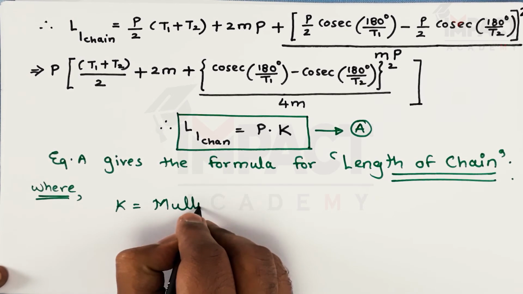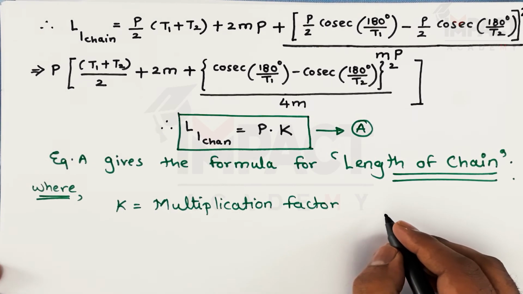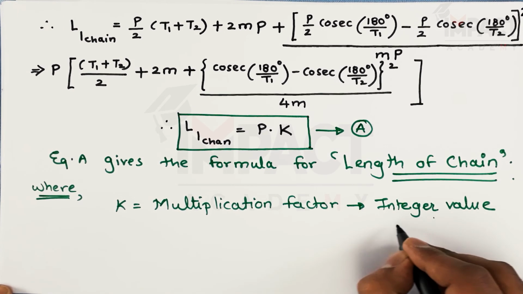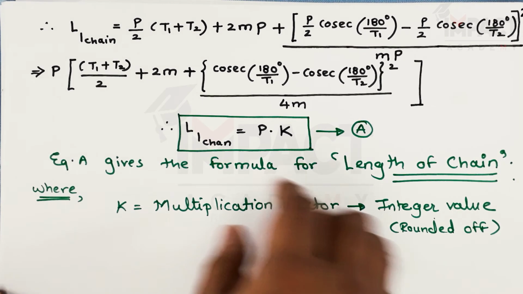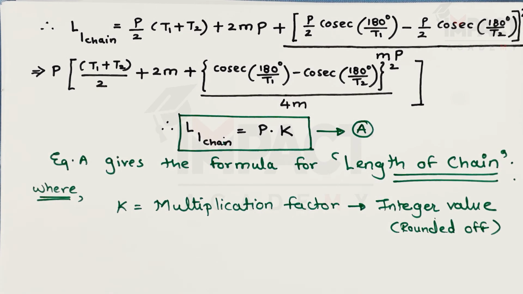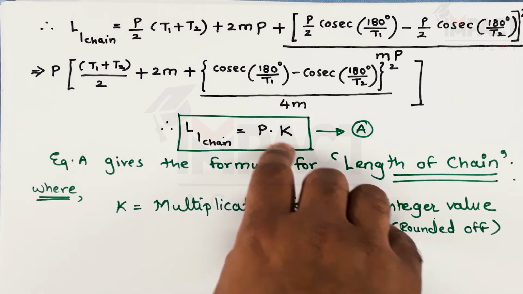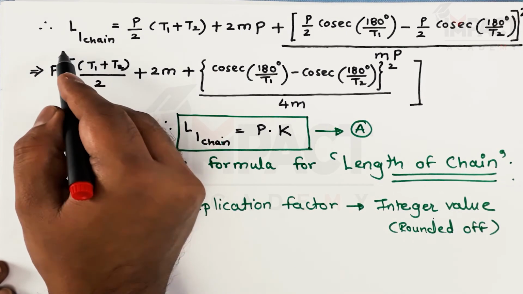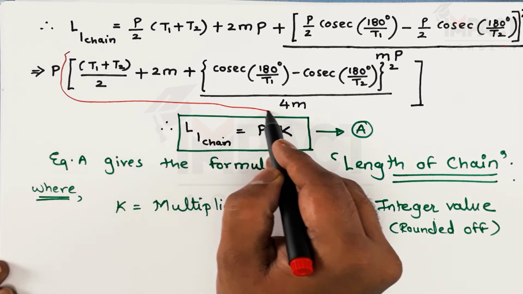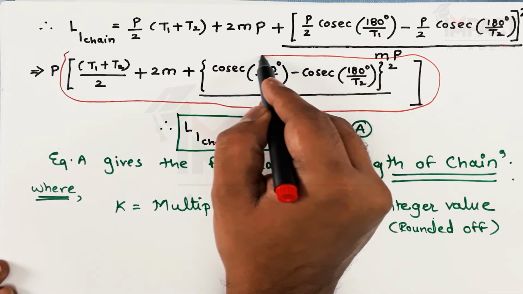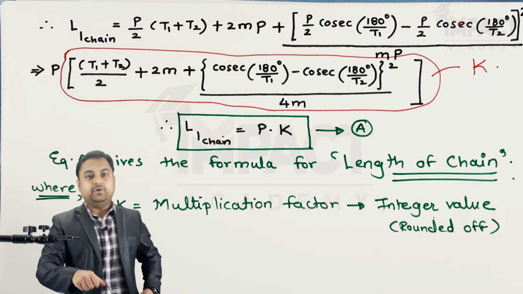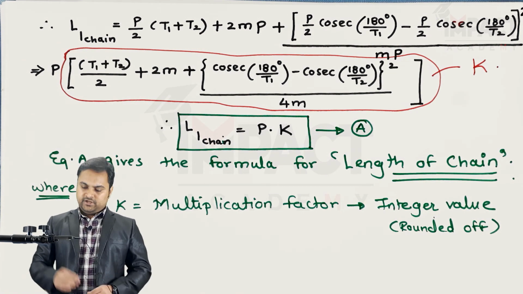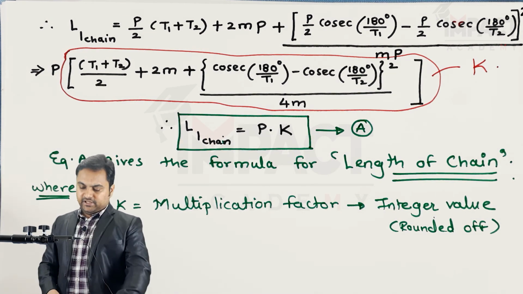is called the multiplication factor, and this multiplication factor must be an integer value which should be rounded off in order to get the length of chain in a whole number. So in short, k indicates this entire bracket, that is, apart from the pitch p, whatever is left, this entire term indicates K, and while solving problems, once we know the value of K, we can simply multiply it with the pitch of the chain in order to get the length of chain.